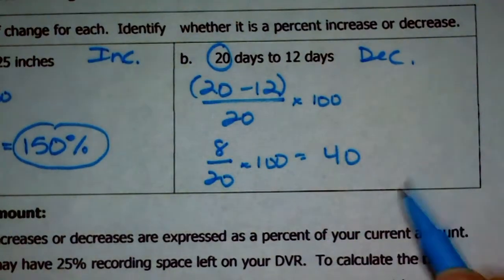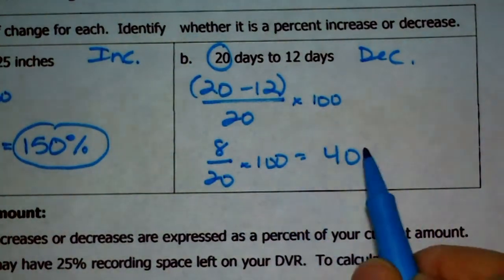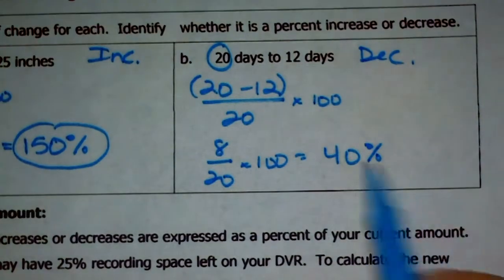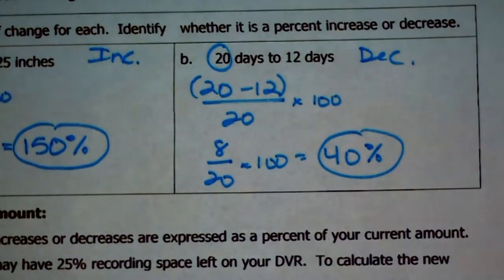And it is a percent. You're calculating a percent of change. You just multiplied by 100 to make it a percent. So that would be a 40% decrease in the number of sick days that you get. So that's how you identify a percent of change, whether it's an increase or a decrease. High minus low, divided by original, multiply it by 100.